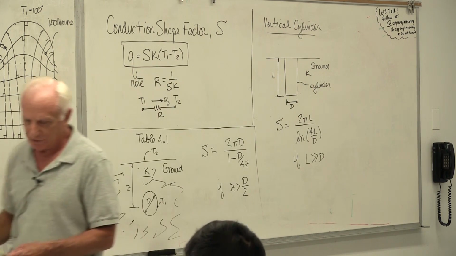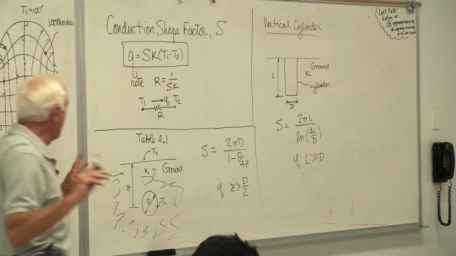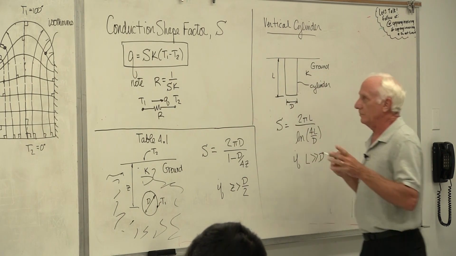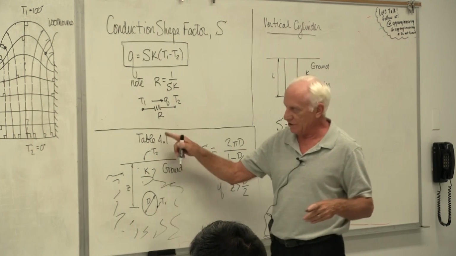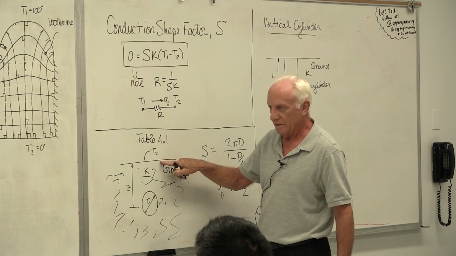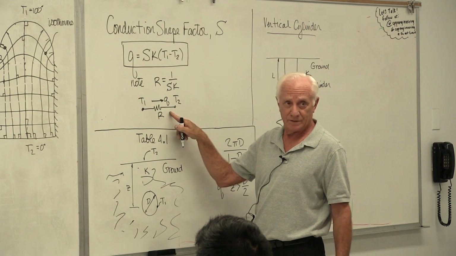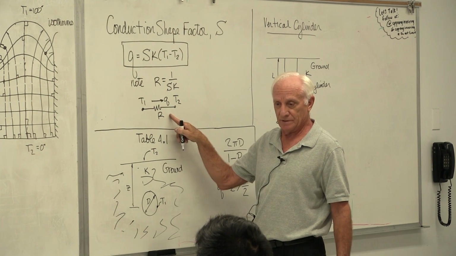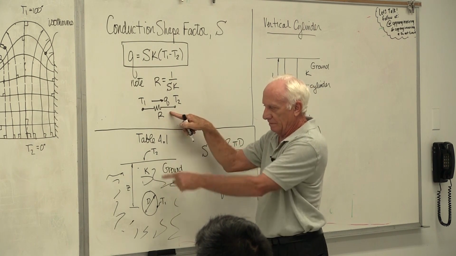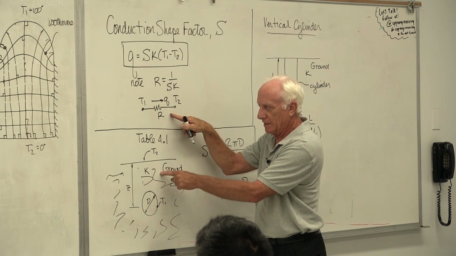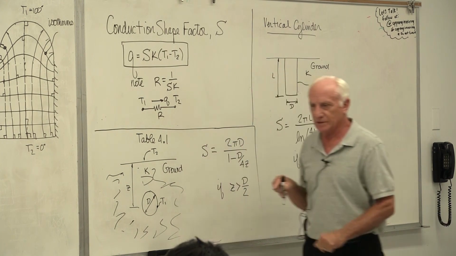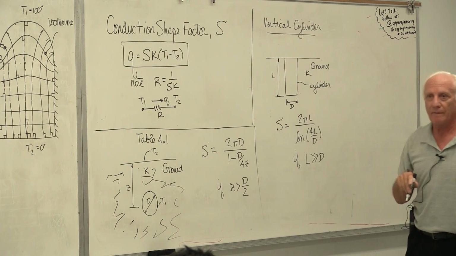So it's all pretty straightforward stuff. If you've got a problem that involves, maybe convection from the ground to the air, you've got to add one more resistance, and that's the convection resistance, 1 over hA. So you'd have this resistance for the sphere buried in the ground, plus a resistance for the convection from the ground to the air.